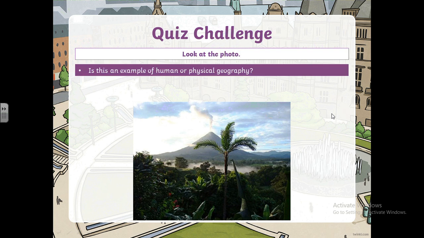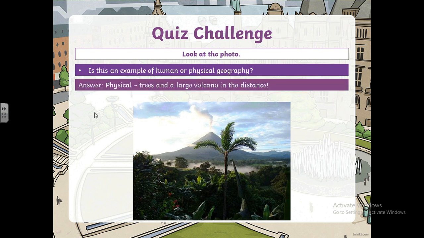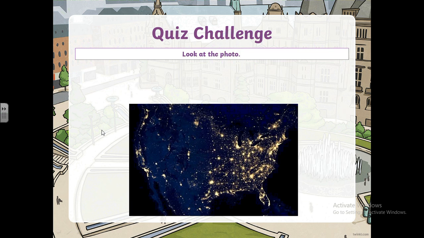And this one here, have a really close look at this one. Make sure you look in the background as well. Human or physical? Can I just say, am I the only person who thought this was a diplodocus? I thought this was a dinosaur, but it's not. This is physical. Trees, large volcano in the distance. Physical features, they are naturally occurring.